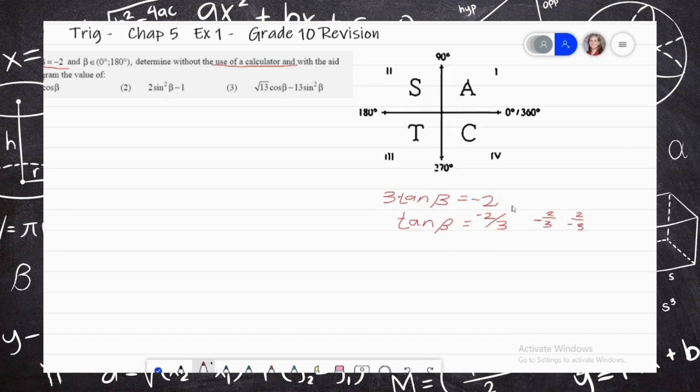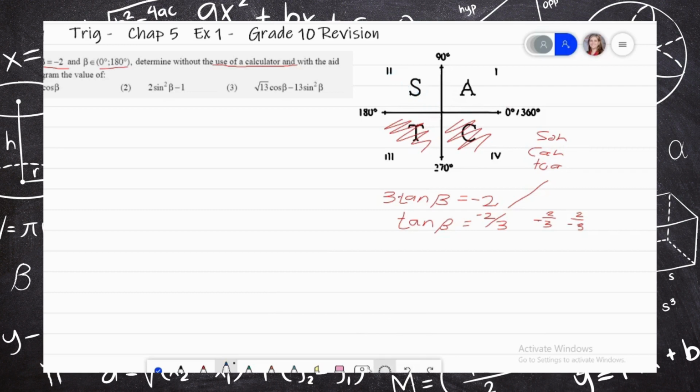If we look at SOHCAHTOA, tan is opposite over adjacent. That'll be the opposite side, that'll be the adjacent side. They gave us some more information here. They said it's only from 0 to 180, which means we're not using these two quadrants. Tan is negative. In what quadrant is tan negative? Tan is negative in the second quadrant. So your diagram will look like that.